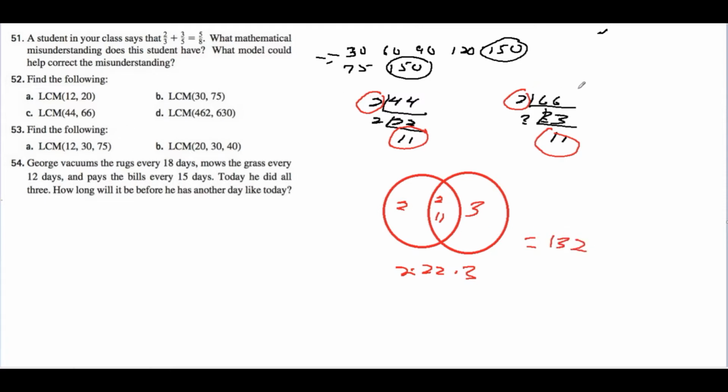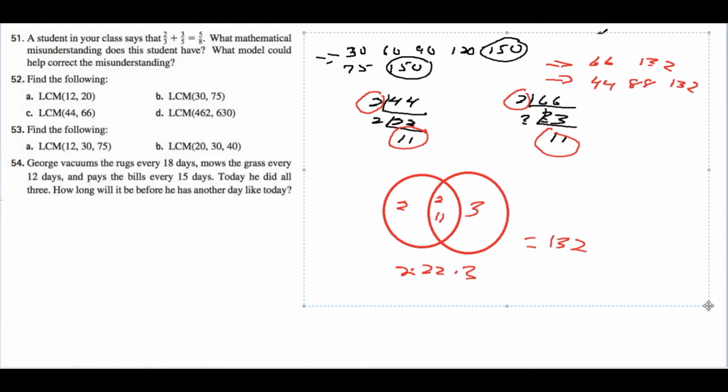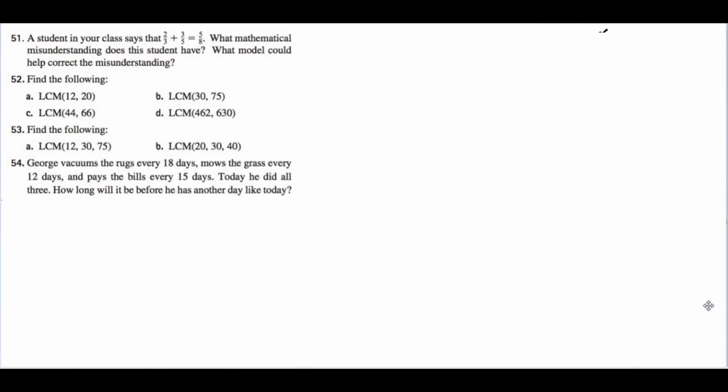And again, you could have gotten that with 44, 88, 132, and 66, 132. So in this particular case, probably just the listing would have been quicker. And maybe the listing is quicker on D, but we're going to do it with the other method that I was talking about, the 462 and 630.